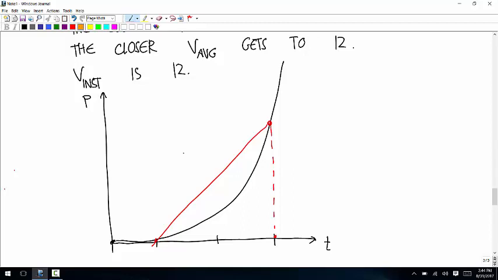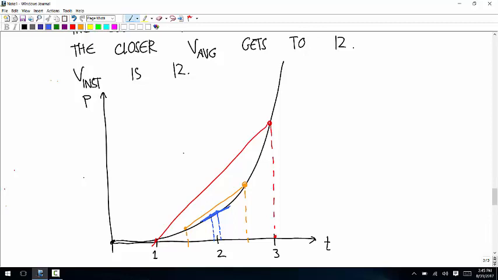And then my next two choices, let me label these, that's 1, 2, 3, were 1.5 and 2.5. And so our second average velocity was the slope of this line. And then our third set of two choices was here and here. And then our average velocity was the slope of this short blue line.